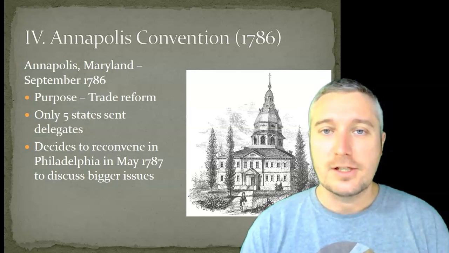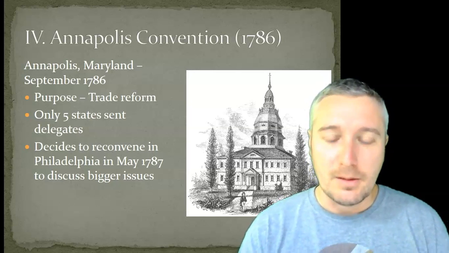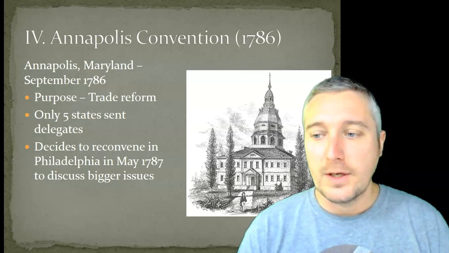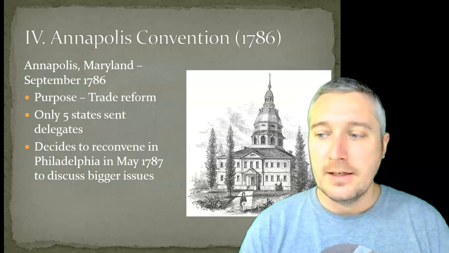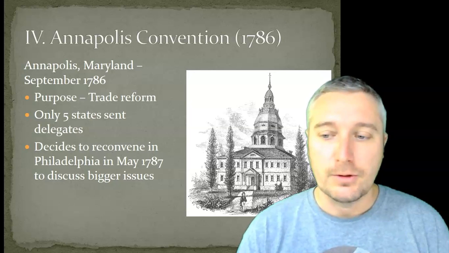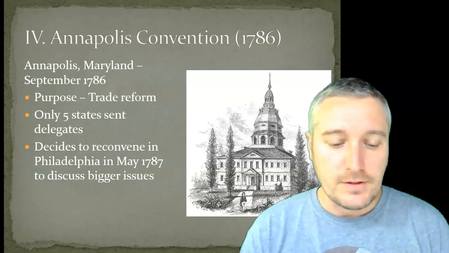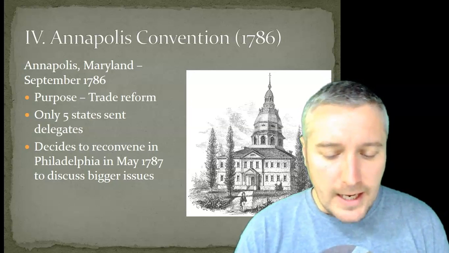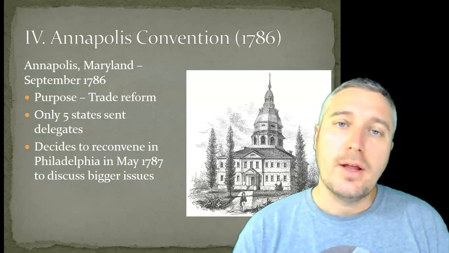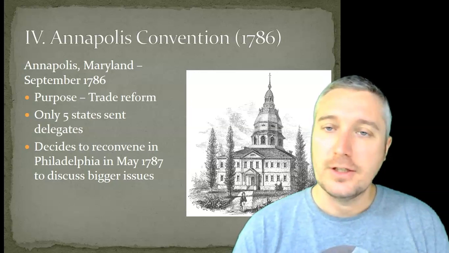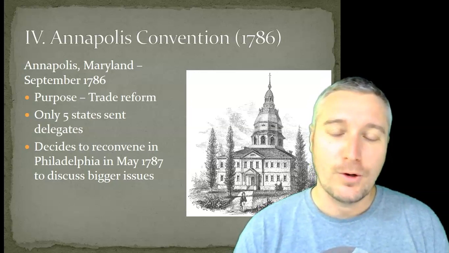It was just kind of symbolic of the whole situation that nobody showed up here. This Confederation, this League of Friendship, was not too friendly anymore. And they realized if we want to have a functioning country, then we need to address some of these bigger issues. So they decided to get together in Philadelphia in May of 1787. And that will become known as the Constitutional Convention, and that will be the topic for our next lecture.